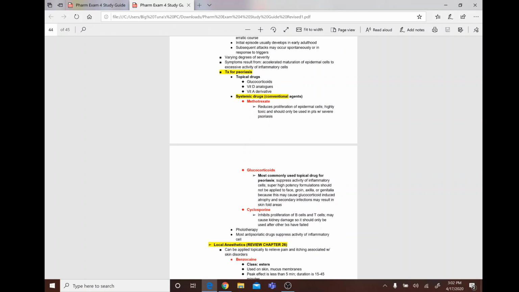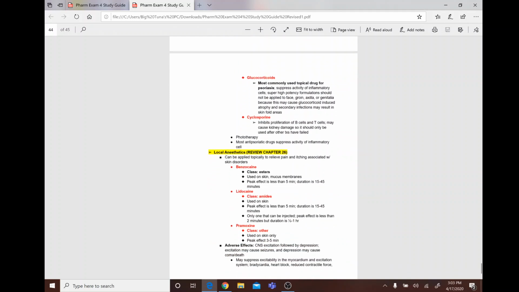Why would we use methotrexate for psoriasis? Reduces proliferation of epidermal cells, highly toxic, and should only be used in patients with severe psoriasis. Why would we use glucocorticoids for treating psoriasis? Most commonly used topical drug for psoriasis. Good stuff, cyclosporine, good stuff.